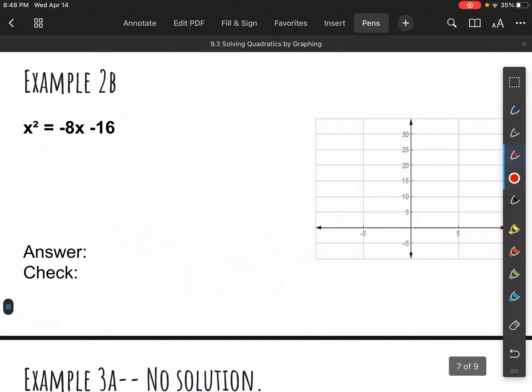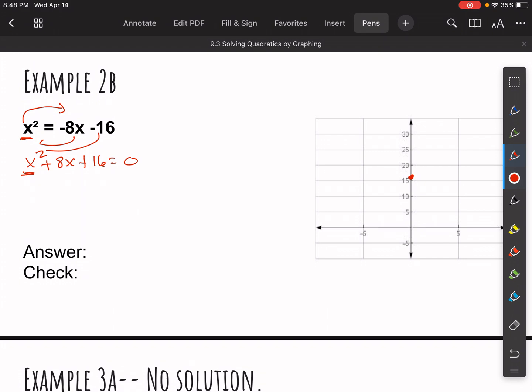Okay, 2b. What we need to do for this one is first put it in standard form, right? So I'm going to move everything. We don't want this to be negative, otherwise I'd move this way. So instead I'm going to move these guys over here to keep the x squared term positive, all right? So this becomes x squared plus 8x plus 16 is equal to 0. Okay, so I know that I have a y-intercept at 16, which is approximately there on my graph. So then what I could do for this is go ahead and find my axis of symmetry.